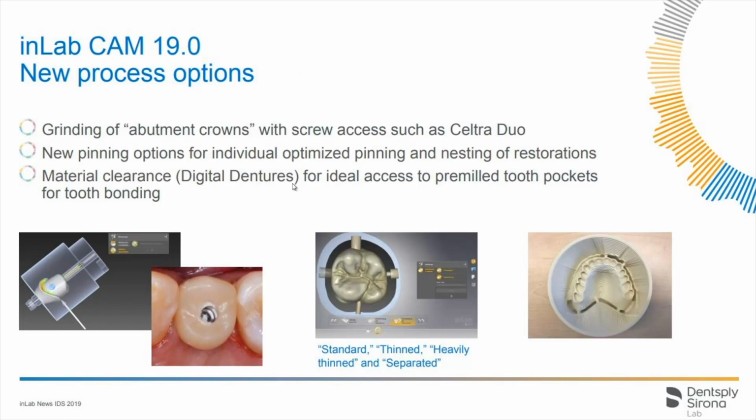inLab CAM 19 new process options: the grinding of abutment crowns with screw channel access, such as Celtra Duo. So let's say you have just a regular titanium base and you want to do a Celtra or a ceramic crown on it. You can now use the screw channel tool for those particular cases and mill them with the MCX5. We have some different pinning options available that I'll go through in the next slide. And for our digital dentures now, there's more material clearance for access for bonding teeth around your sockets.